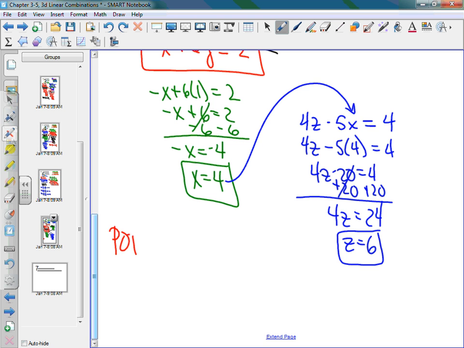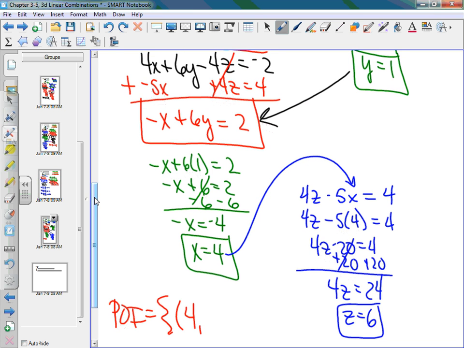So my POI is 4. My y value is 1. And my z is 6. Do we get it? Do you understand why now I wanted you to be very precise in writing everything that I needed you to write?